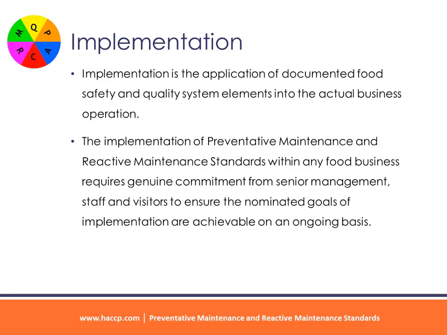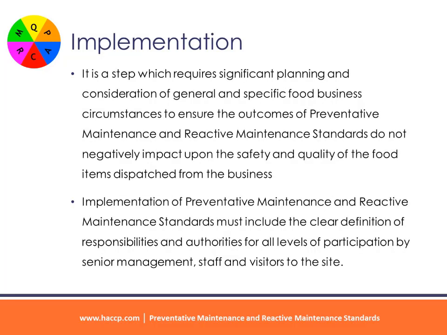Implementation. Implementation is the application of documented food safety and quality system elements into the actual business operation. The implementation of preventative maintenance and reactive maintenance standards within any food business requires genuine commitment from senior management, staff and visitors to ensure the nominated goals of implementation are achievable on an ongoing basis. It is a step which requires significant planning and consideration of general and specific food business circumstances to ensure the outcomes of preventative maintenance and reactive maintenance standards do not negatively impact upon the safety and quality of the food items dispatched from the business.